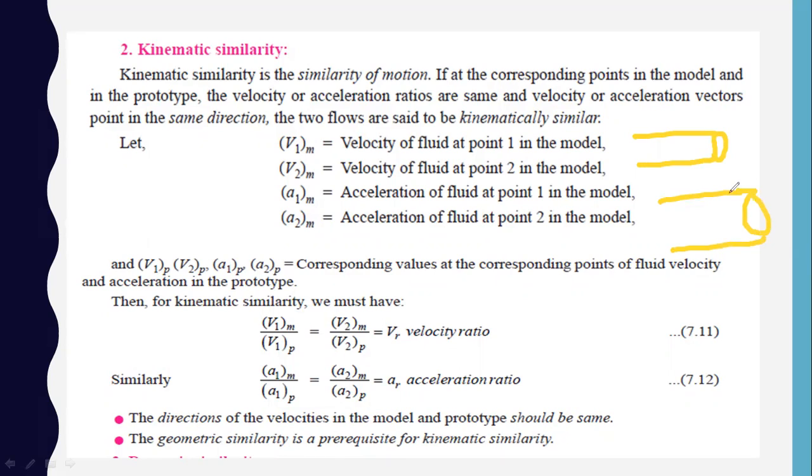For example, I have two pipe flows, one in the model and another in the prototype. I have point A and point B, likewise point A and point B. So this is the model and this is the prototype. At points 1 and 2, the velocity of fluid at point 1 in the model is V1M, and the velocity of fluid at point 2 in the model is V2M. The acceleration of fluid at point 1 in the model is A1M and then A2M. Likewise, for the prototype we replace M by P.